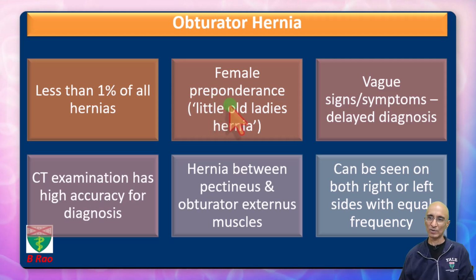This condition is also nicknamed little old lady's hernia, as it affects elderly female patients due to atrophy and loss of the preperitoneal fat around the obturator vessels in the canal, predisposing elderly females to the hernia.